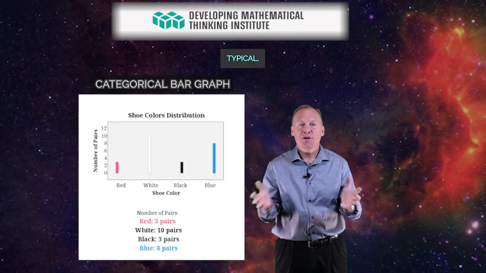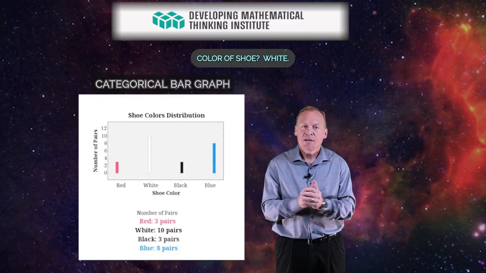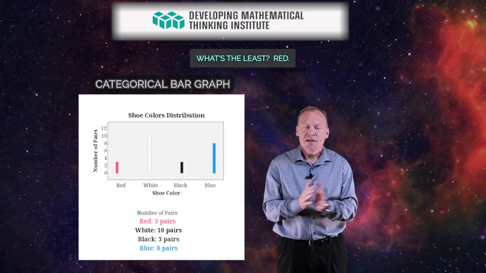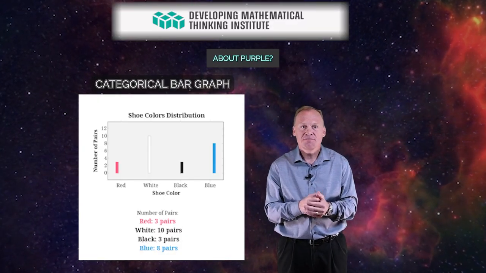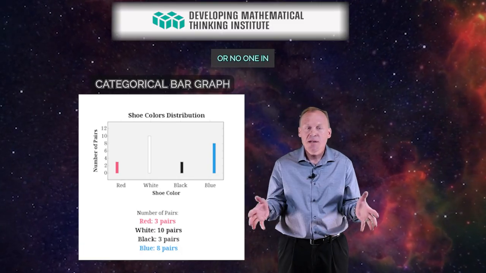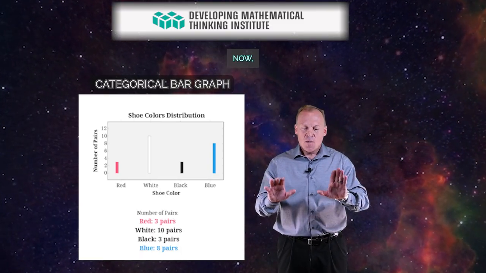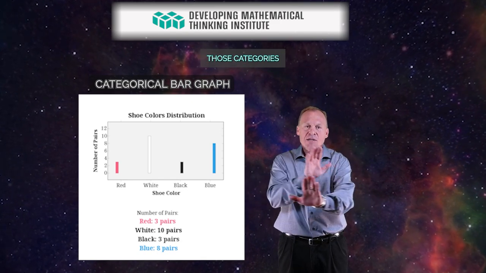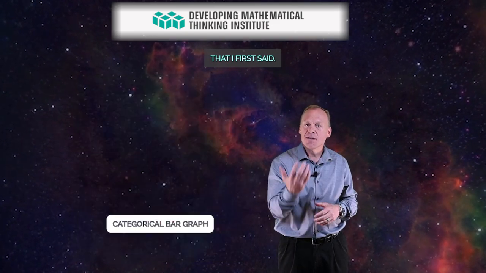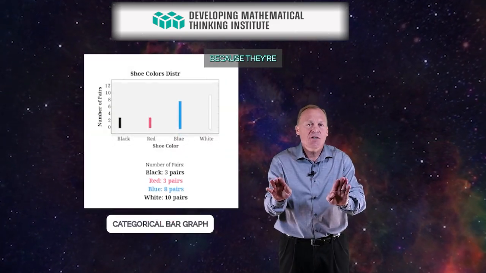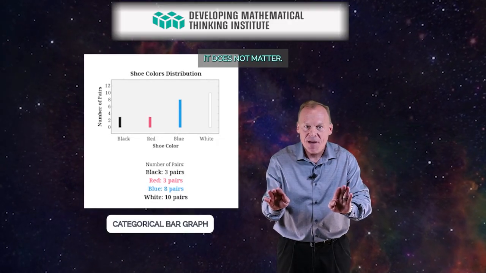So then you can ask questions. What is the most typical color of shoe? White. What's the least? Red. You could ask other questions like, what about purple? Did we not collect it, or no one in the class had that? So those are categorical. Now, we could rearrange those categories. It doesn't have to be in the order that I first said. We could rearrange them because they're just categories and it does not matter.